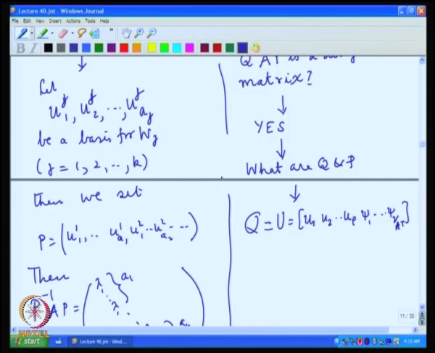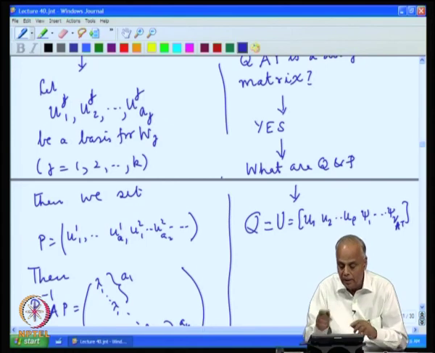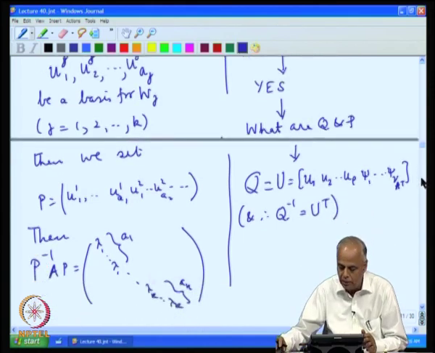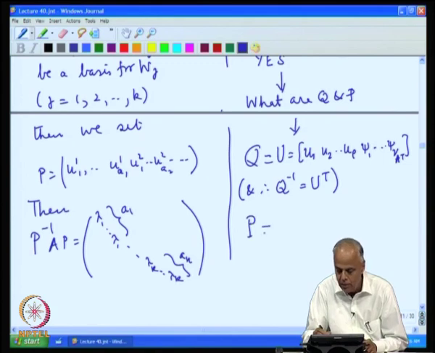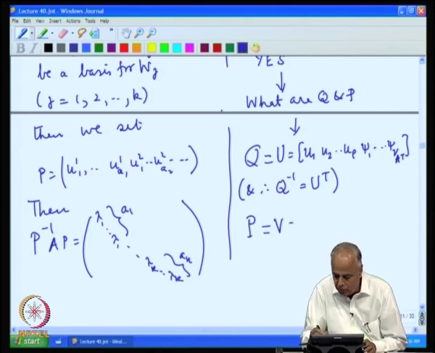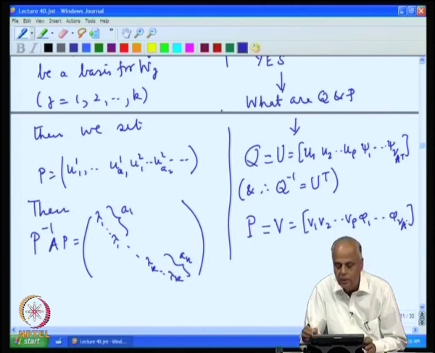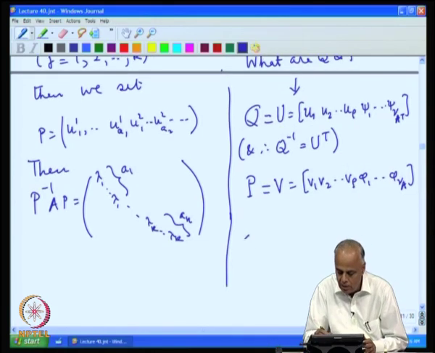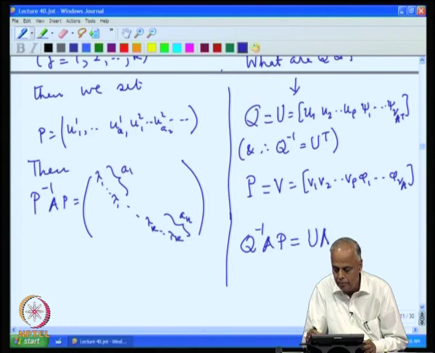And not only that, this is an orthogonal matrix, and therefore Q inverse is U transpose, because U was an orthogonal matrix. You choose P to be the matrix V, which consists of V1, V2, up to V rho, and then phi 1, phi 2, up to phi nu A. This is again an n by n matrix, and then we have Q inverse A P, which is the same as U transpose A V.